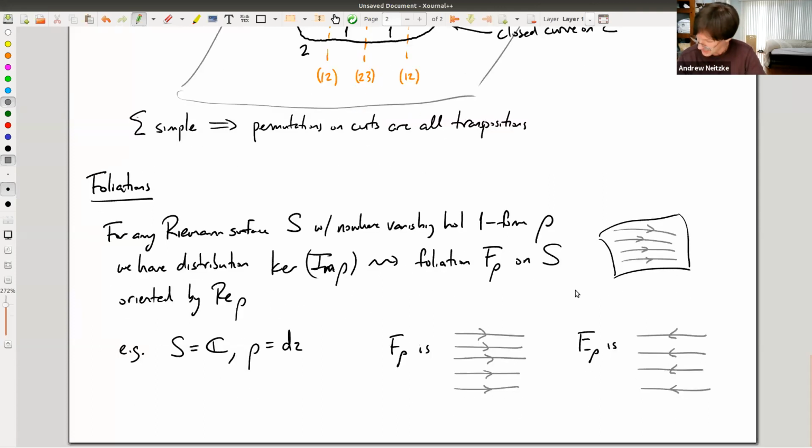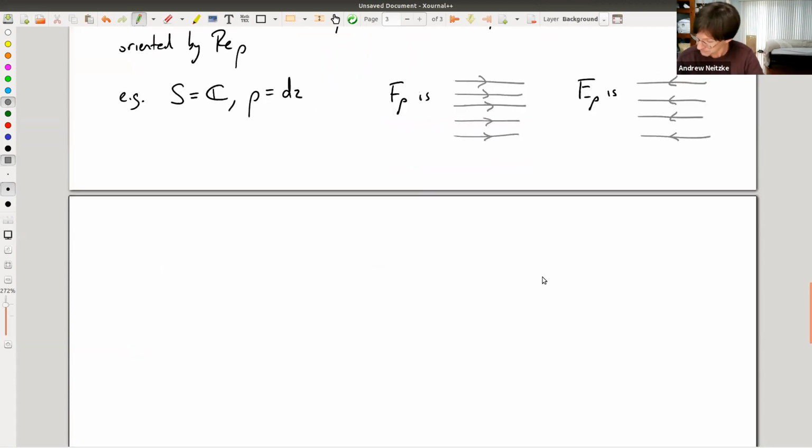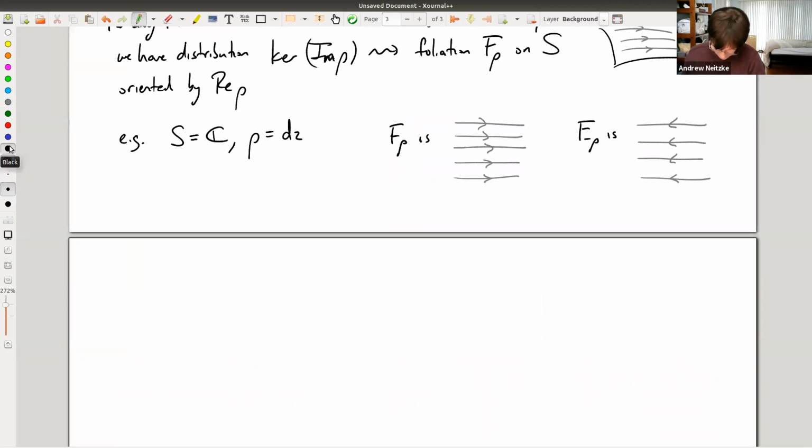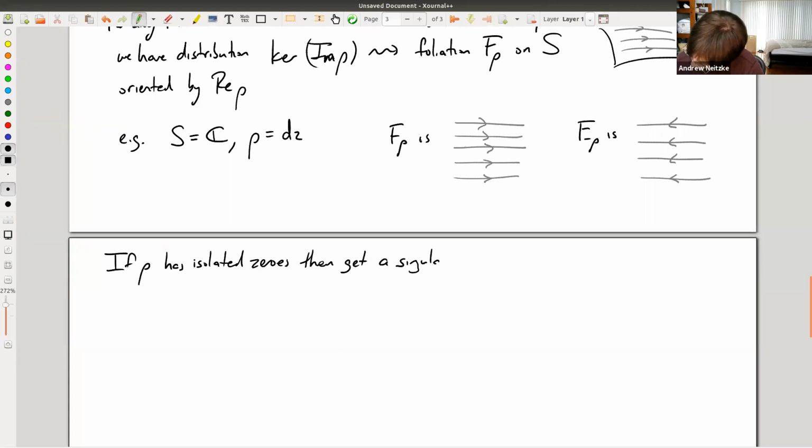Okay. So now suppose we allow rho to have some zeros. Then we make the exact same definition, but now we get a singular foliation. So if rho has isolated zeros, then the same construction gives a singular foliation. And let me draw pictures of what that singular foliation looks like.